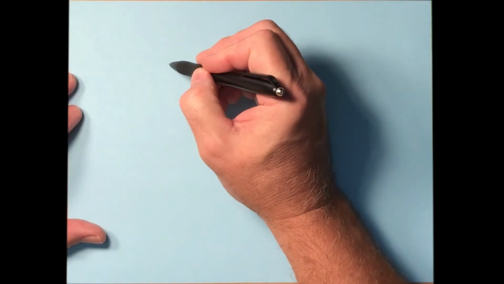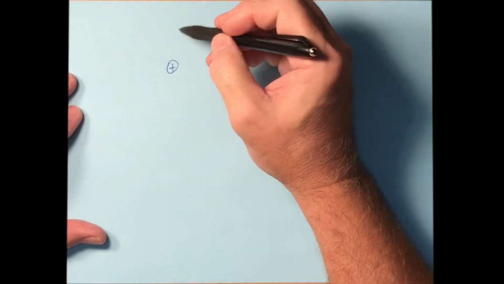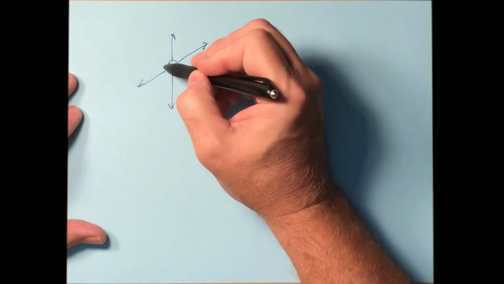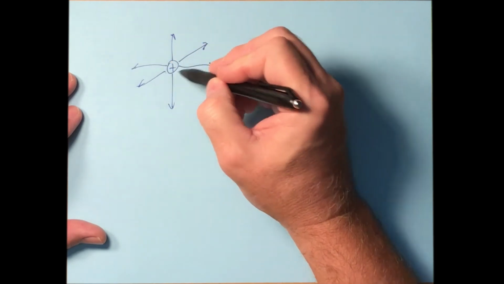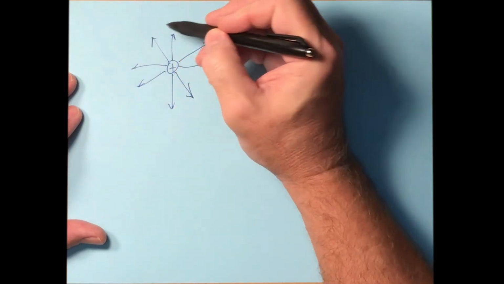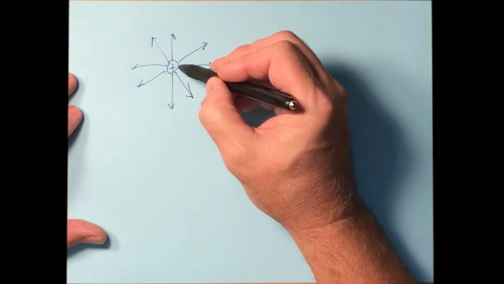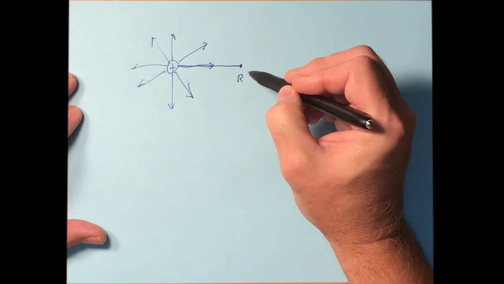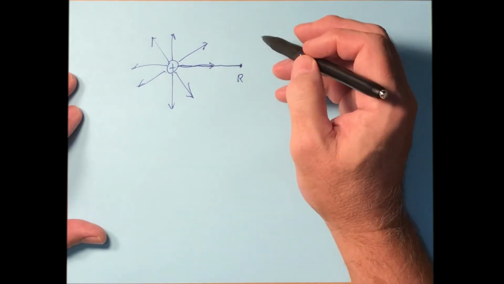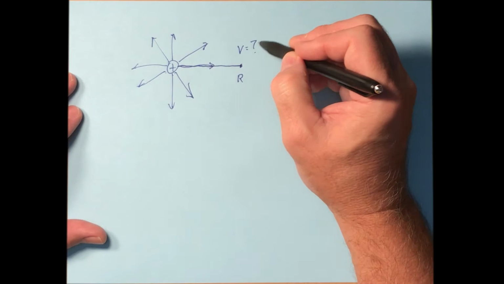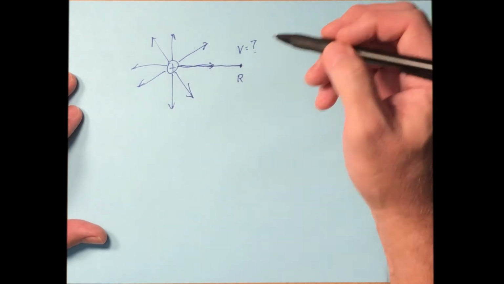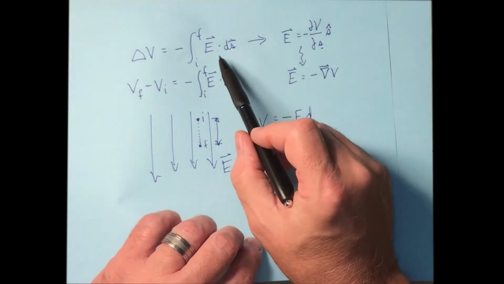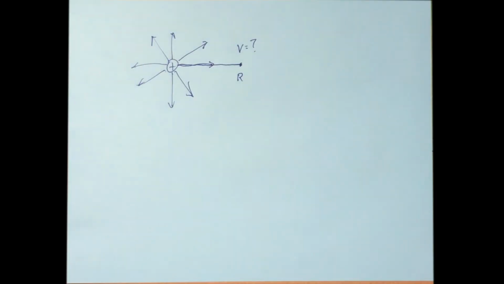For example, let's say that we have a point charge. Here's the point charge. We know that the electric fields radiate outward into space in all directions around the point charge. Okay, question might be, if we come out here some distance away to a point that is r distance away, then what is the potential at that point right there? Well, we should be able to use our relationship, this, in order to find out how that works.